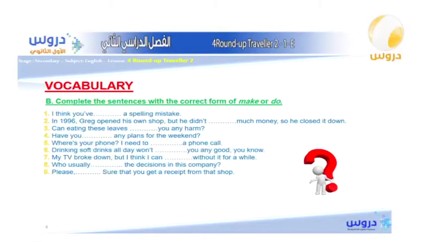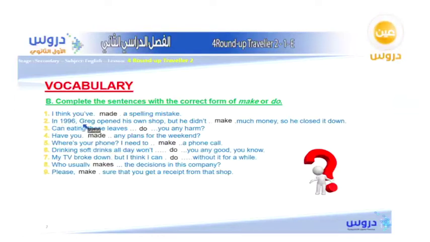Shall we move to the next? Here in B, complete the sentence with the correct form of make or do. So you have to just choose make or do. That's it. So the first one, I think you have made a spelling mistake. So made here is the past or past participle of what? Of make. So you have to write it in the correct tense.